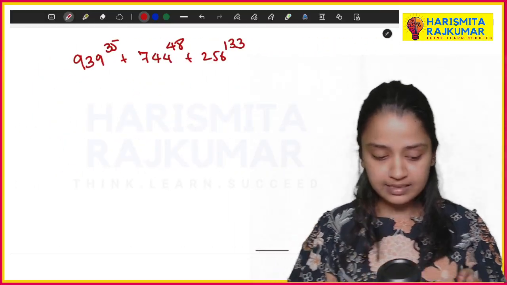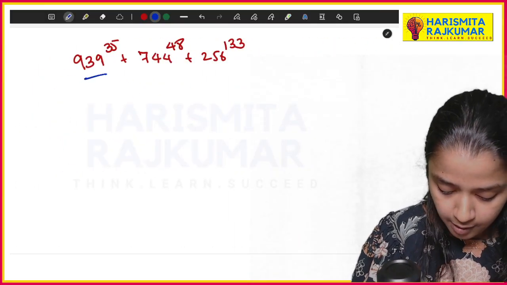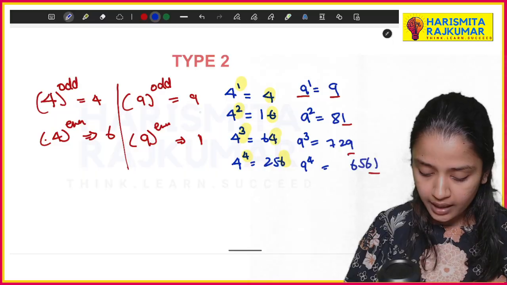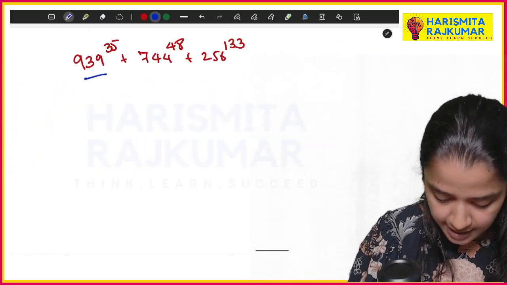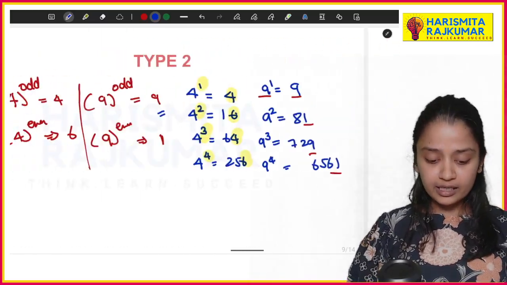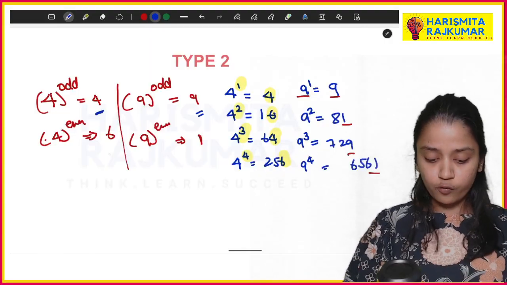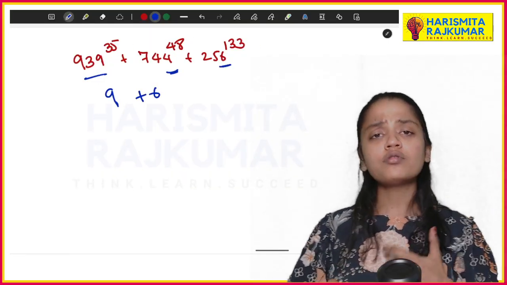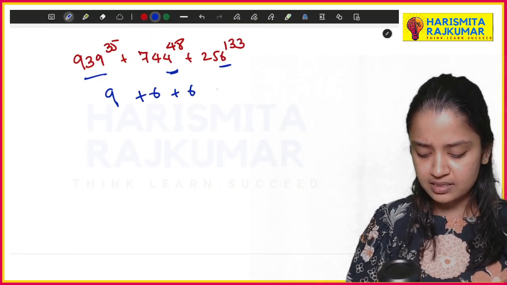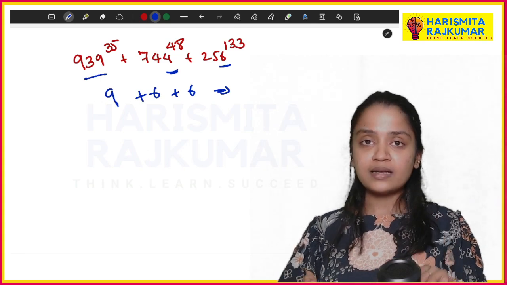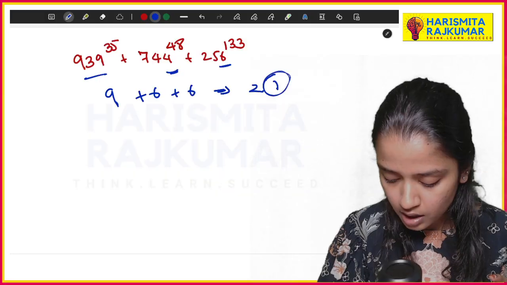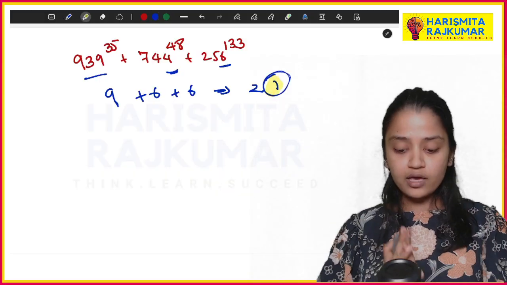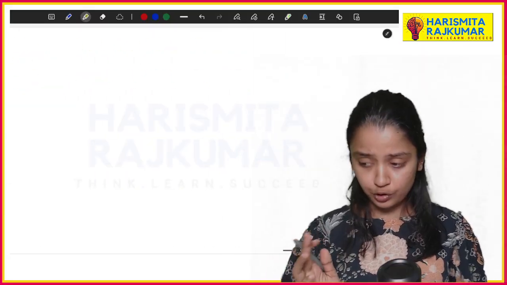Now let's solve the sum. So this is nothing but 9 power odd. 9 power odd, I'm getting last digit as 9. 4 power even, I'm getting last digit as 6. And we already know 6 power any number, last digit is 6. So 12 plus 9, 21. So the unit digit of this number is 1. I hope this is clear for you.